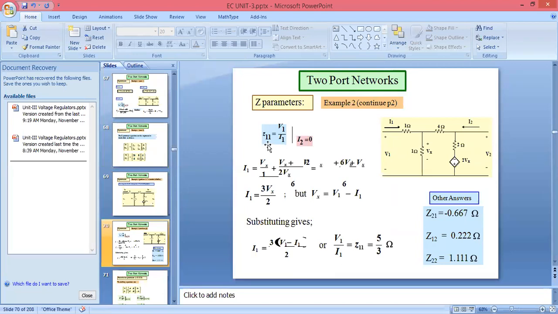If you are finding Z11, at that time we are supposed to find V1 upon I1. You are supposed to consider I2 as 0 ampere. But we are not having the value of V1 and I1.